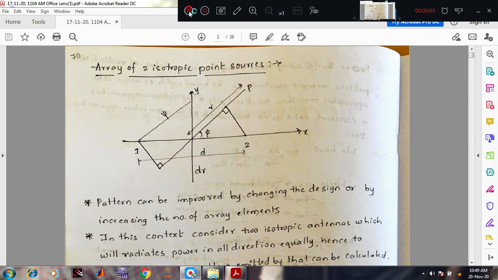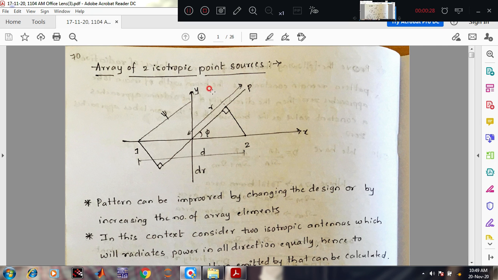Hello students. In the last class we discussed the numericals, how to find directivity using isotropic point sources with the directivity formula. Today in this class we will continue with more topics, that is, an array of two isotropic point sources and its relations. Consider the two point sources, point 1 and point 2, separated by distance d.